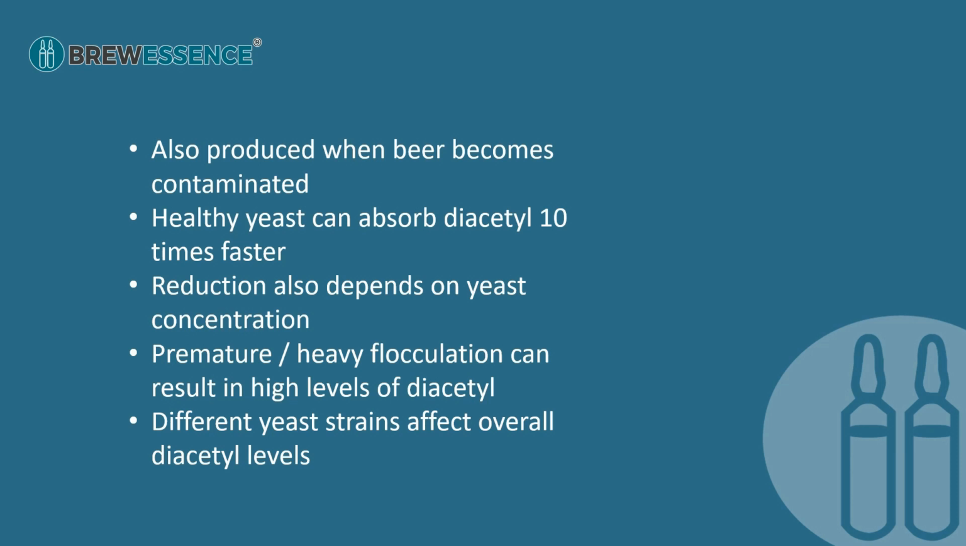Premature or heavy flocculation can result in high levels of diacetyl. It's also imperative that the end of fermentation pH is below 4.5 for these reactions to occur. Brewers can limit the amount of diacetyl precursor produced during fermentation by fermenting at low temperatures. Differences in yeast strains affect overall diacetyl levels that remain after fermentation and maturation, so brewers need to select strains that offer the performance they need to arrive at their target diacetyl levels.